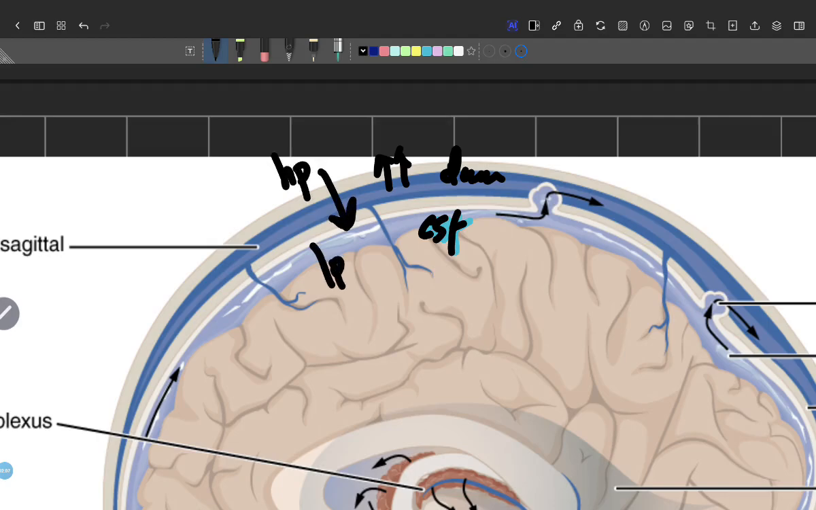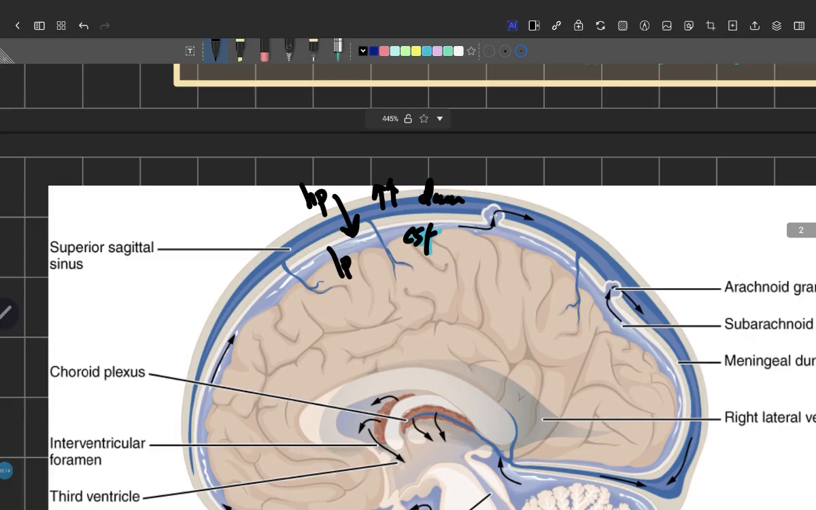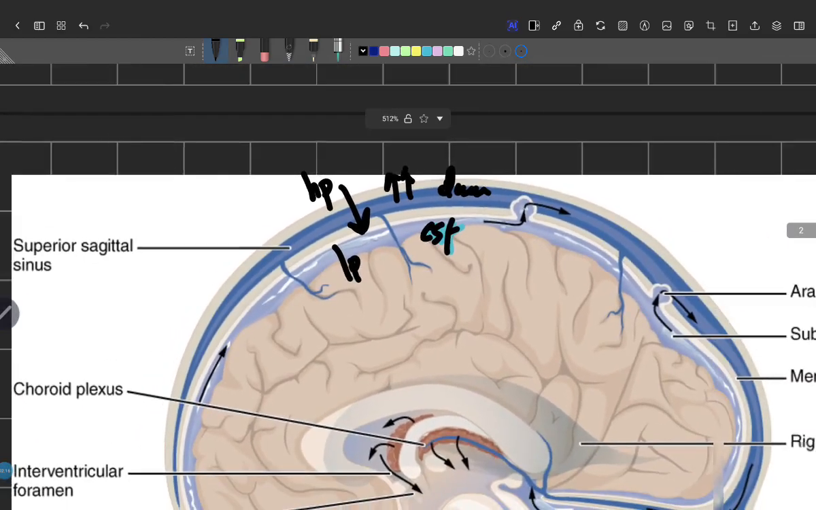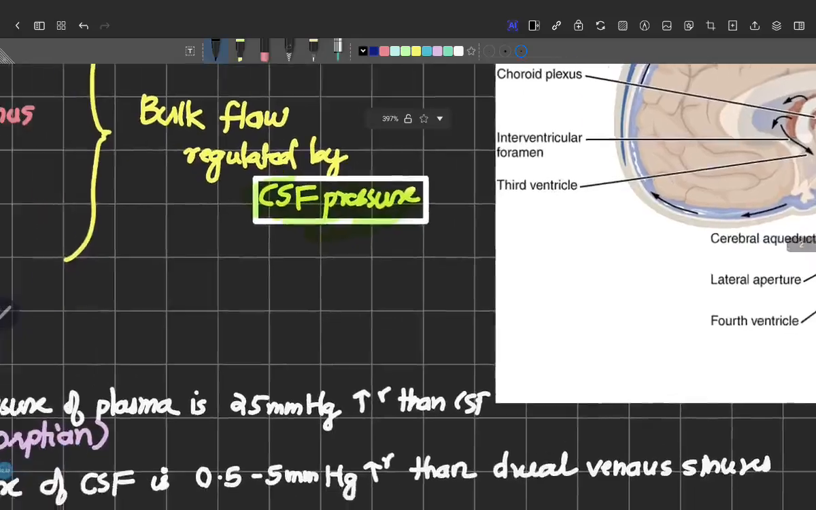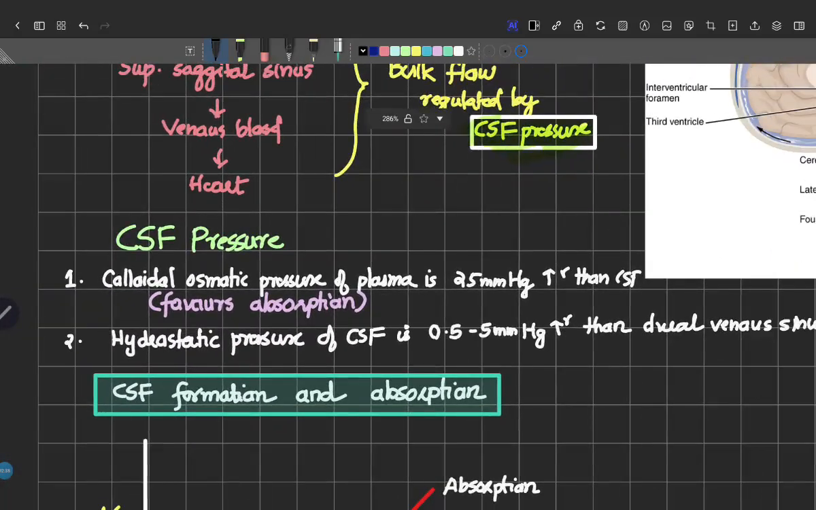So according to Starling's hypothesis, fluid will have a tendency to flow from the higher pressure area to the lower pressure area, which will cause reabsorption, right? So our basic aim is to get CSF from the subarachnoid space to the superior sagittal sinus. As there is already a high pressure gradient existing between these membranes, according to Starling's hypothesis, this particular reabsorption is facilitated.